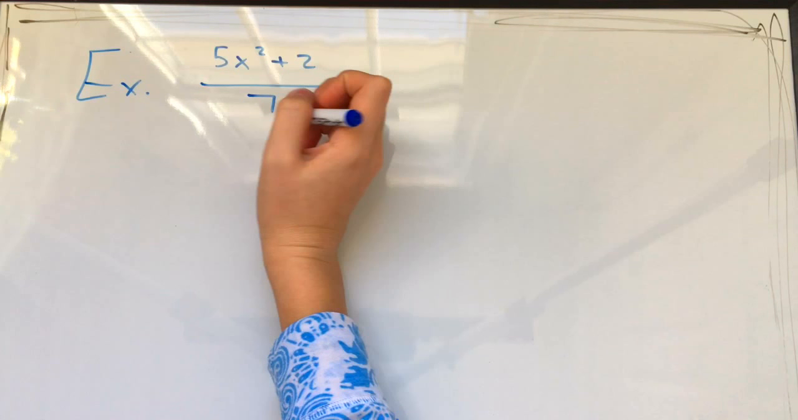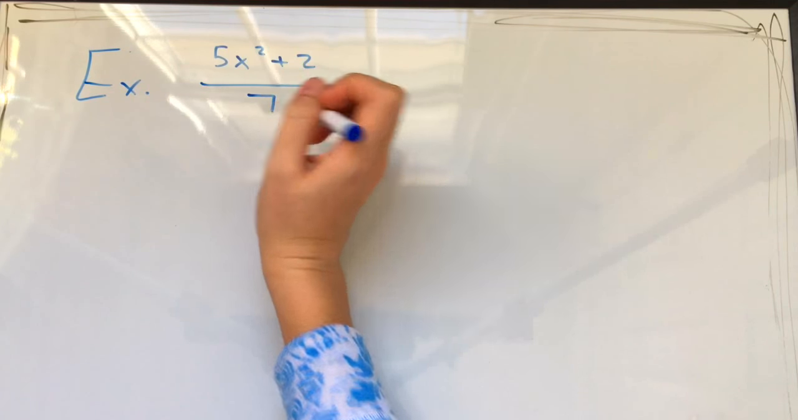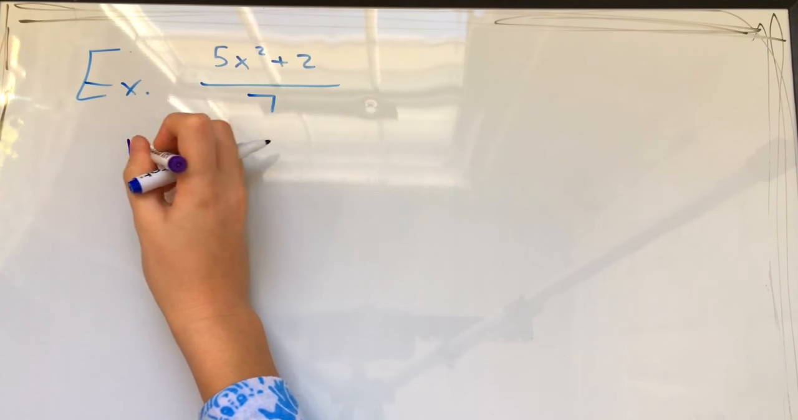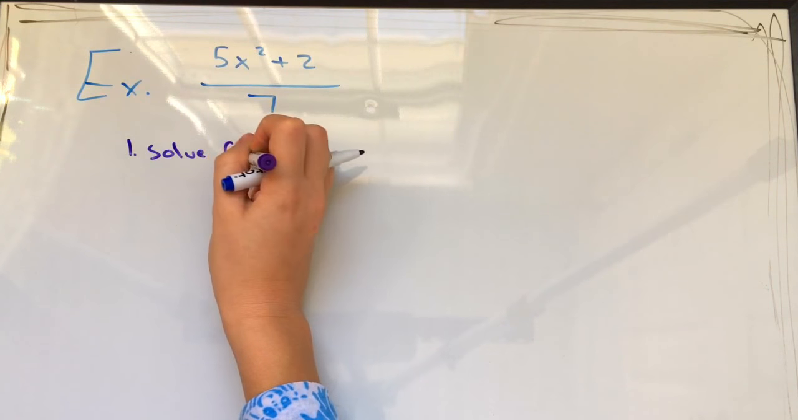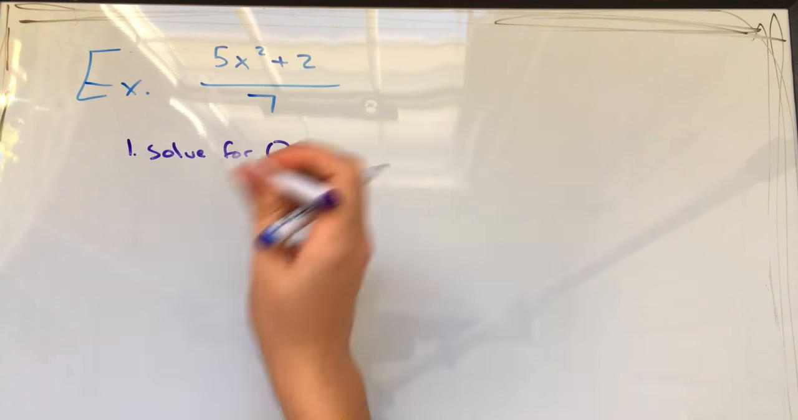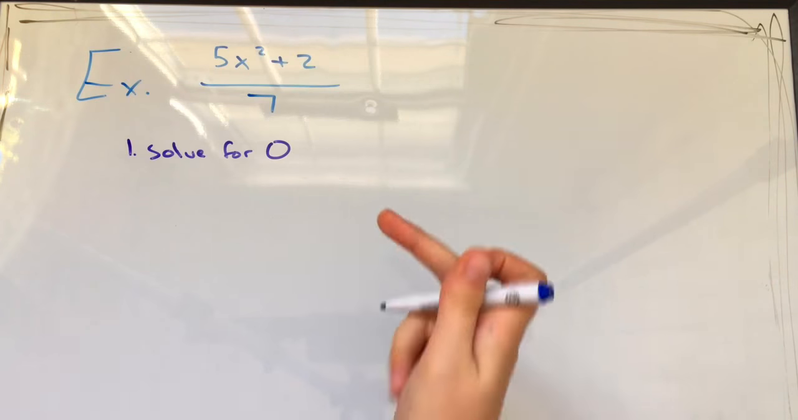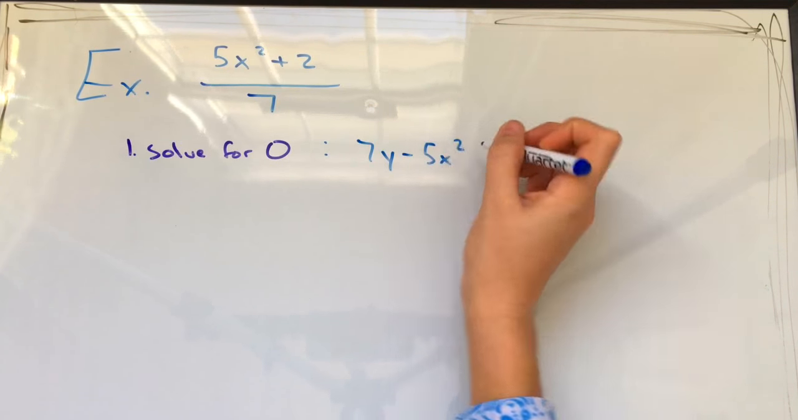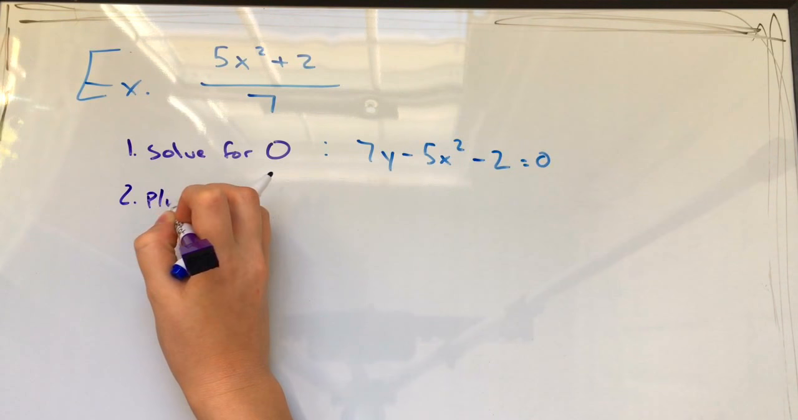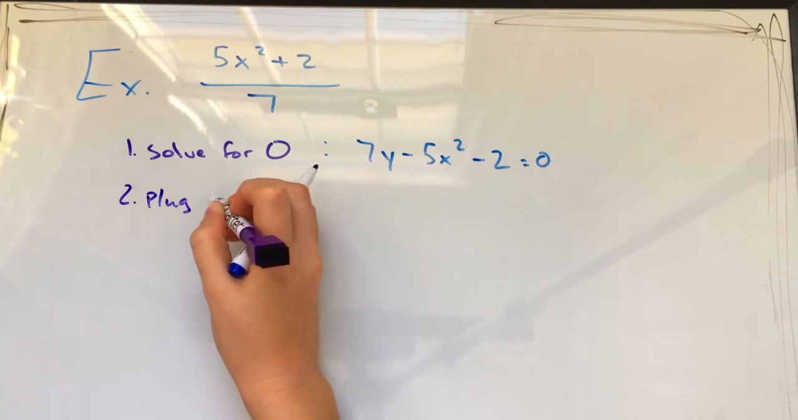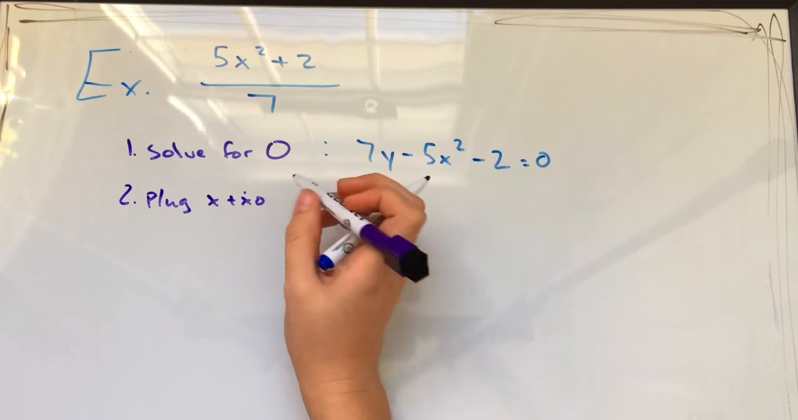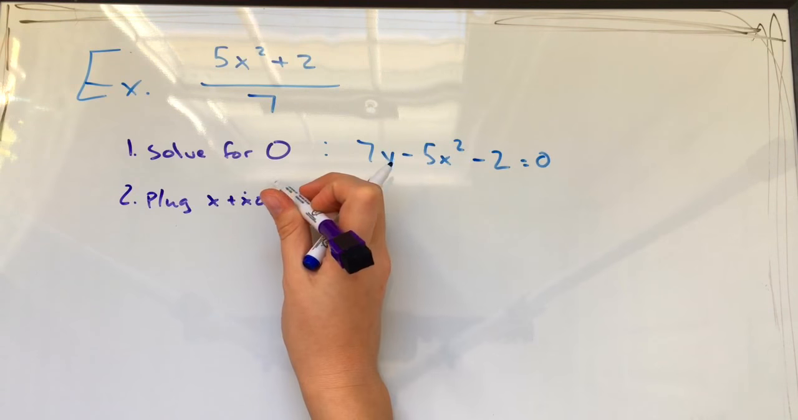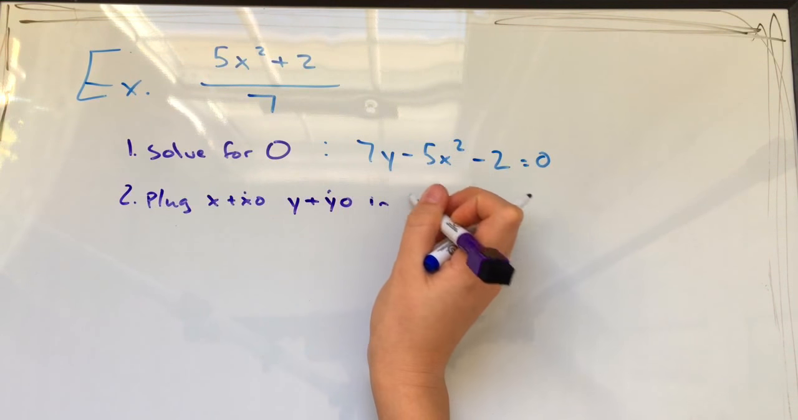Here is an example of how he would set up and solve a derivative problem. Problem being 5x squared plus 2 divided by 7. His first step would involve setting it equal to 0 and solving for that. His second step would be to plug x plus x-dot times O in for x and y plus y-dot times O in for y. The x-dot is the rate of change, and the O is the equivalent of a small amount of time that goes by.